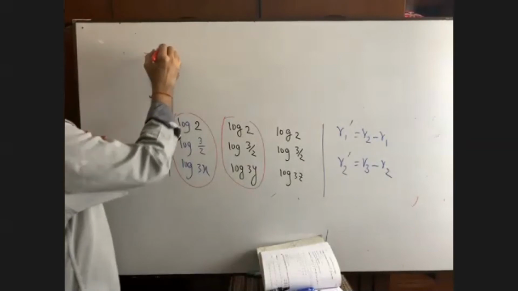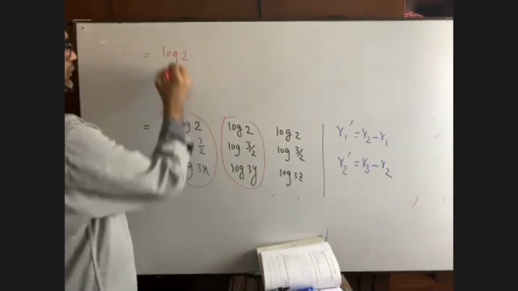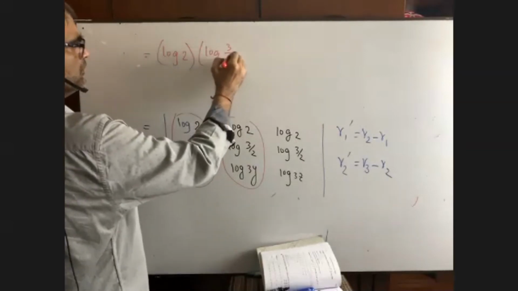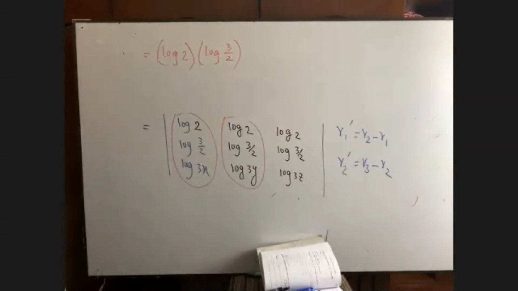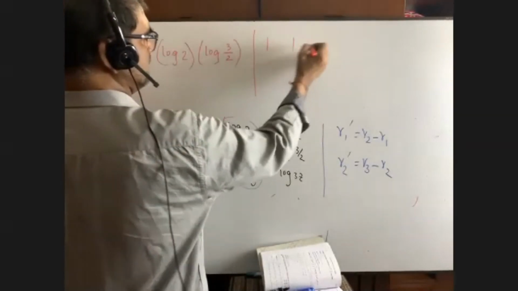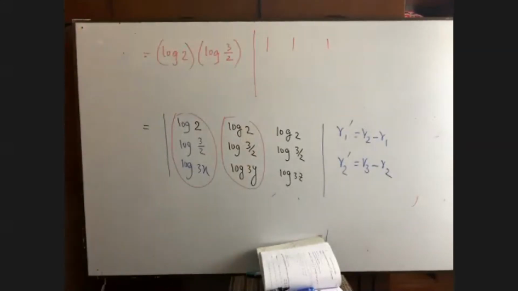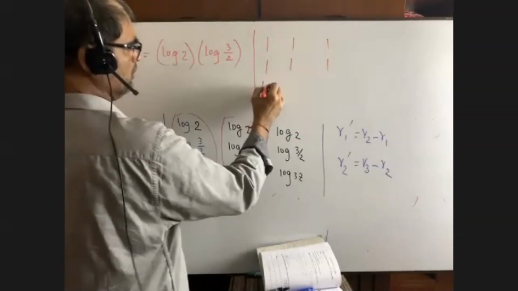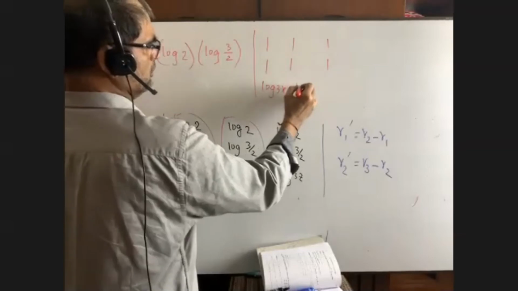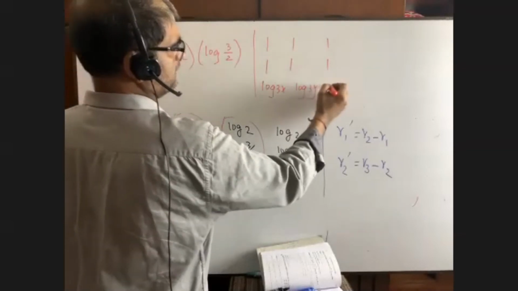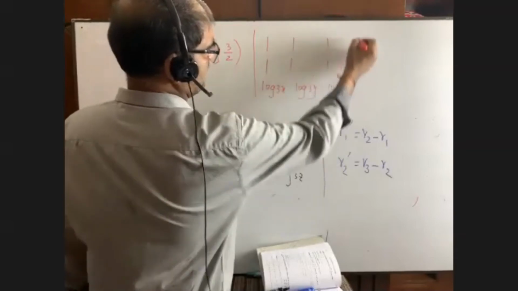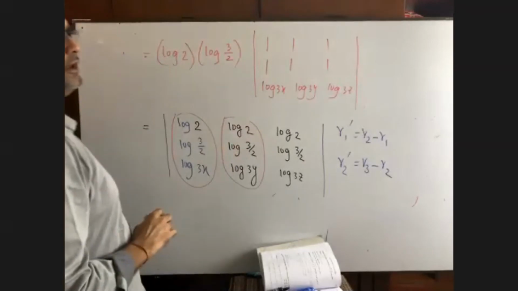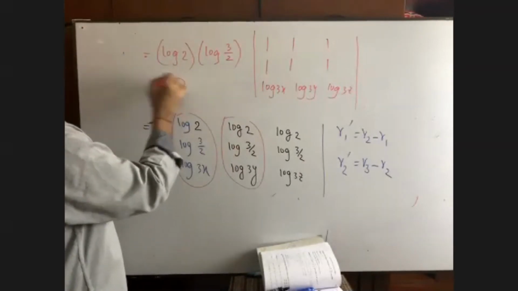What is to be done? You see, log 2, log 2, log 3 by 2. From the first row, I have taken log 2 common, that is 1, 1, 1. From the second row, I have taken log 3 by 2 common, 1, 1, 1. Now nothing is common from the third row: log 3x, log 3y, and log 3z. Now we see we have got two rows the same. Having two rows the same, our determinant is 0. So our answer is 0.